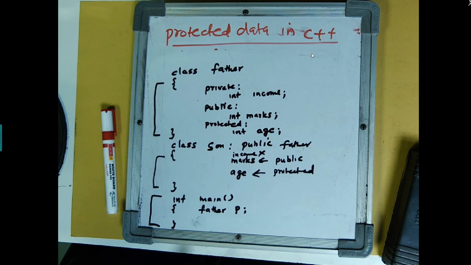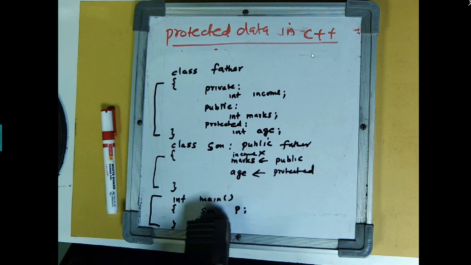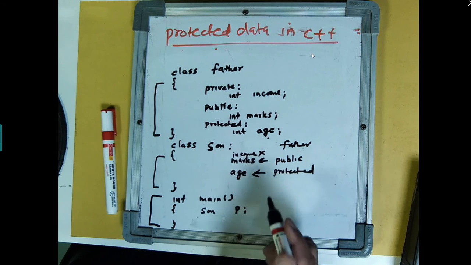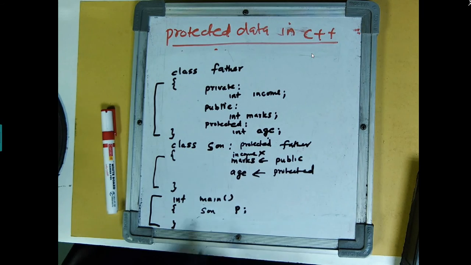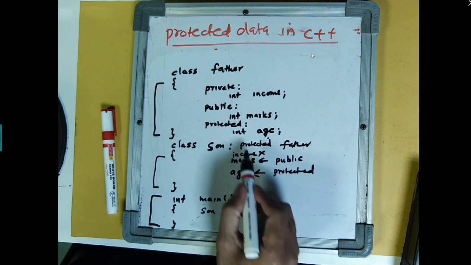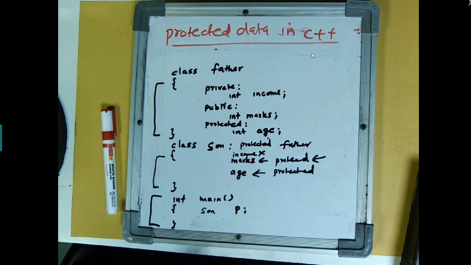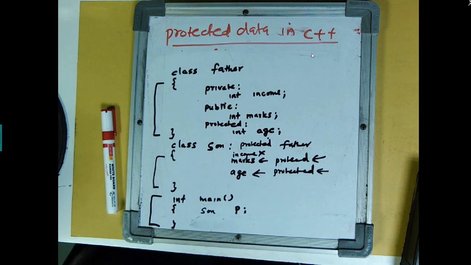Now if I try to create a son P and say P dot age is equal to 10, will it allow? No, it will not allow because inside this it has come as protected. Now consider the case where, instead of being inherited as public, I inherit it as protected, in a protected mode. Income anyway is not available from there, it's private. Marks was public, so it comes here as protected. The public one is converted to protected and enters here. And the protected variable age will remain protected inside this.